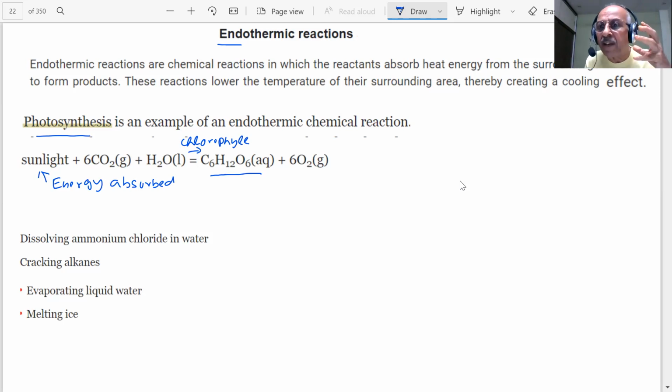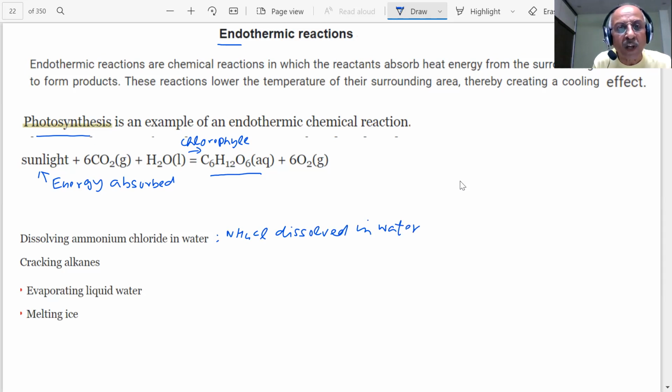Dissolving of ammonium chloride in water, student. If I take water in a beaker, add ammonium chloride, you will observe that there is a cooling produced. If you put a thermometer, you can record the temperature will come down. Because the heat is absorbed when ammonium chloride gets dissolved in water, this is an endothermic process. Dissolution of ammonium chloride in water is endothermic. It will absorb heat, students.